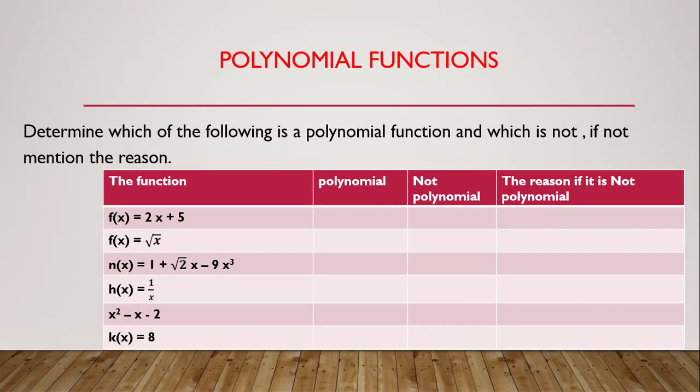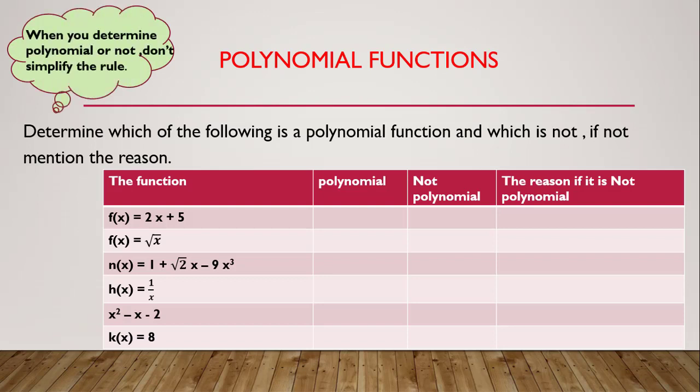Okay, determine which of the following is a polynomial function and which is not. If not, mention the reason. So, if this function is not a polynomial function, we should mention the reason. Let's start with the first one, 2x plus 5. But at first, I want you to note that if I want to determine if the function is polynomial or not, don't simplify the rule. Okay, we will deal with the rule as it is. Here, for example, 2x plus 5. Is it a polynomial or not?